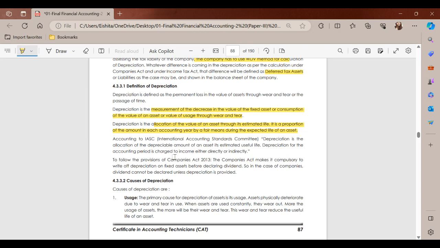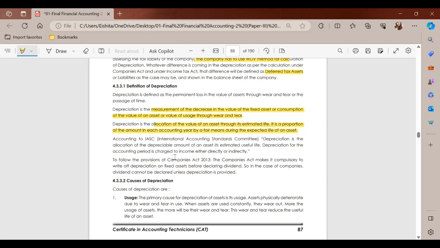Depreciation is the allocation of the depreciable amount of an asset over its estimated useful life. Depreciation for the accounting period is charged to income either directly or indirectly.